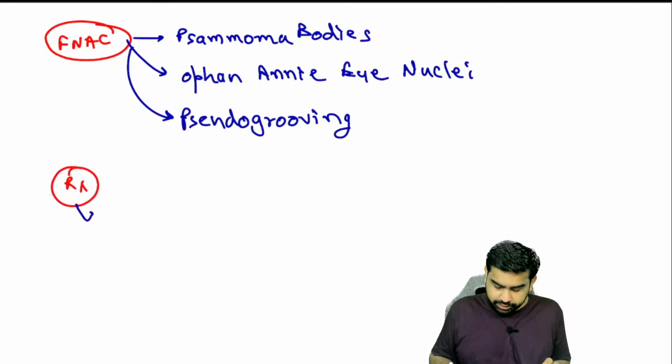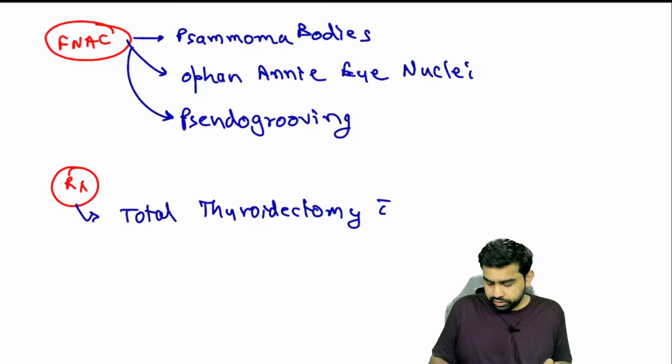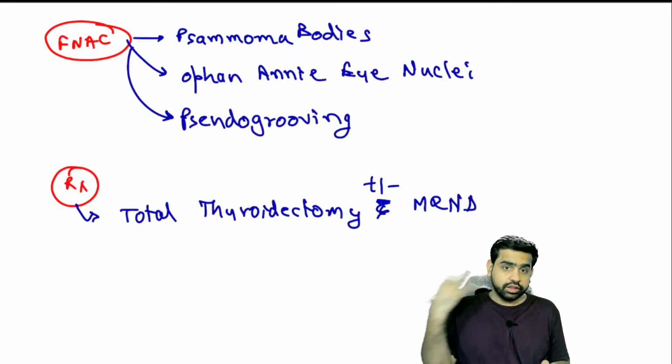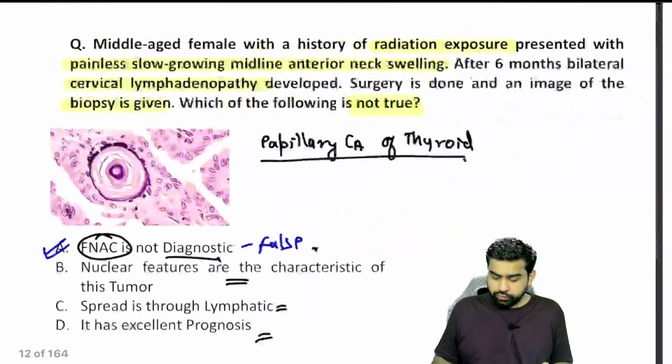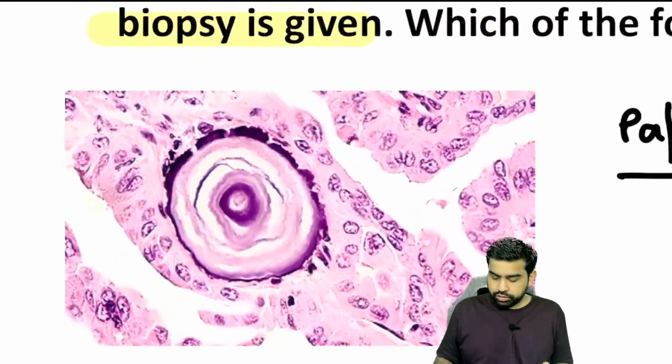The management of these particular patients is total thyroidectomy with modified radical neck dissection, plus minus rather. So if at all the lymph nodes are enlarged, then you're going to perform a modified radical neck dissection, otherwise not. Okay, now what is this particular image? What is being shown over here?